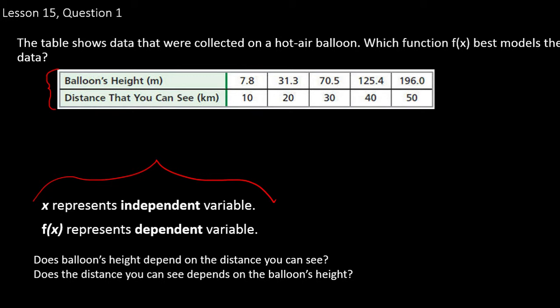Is the balloon's height the independent variable or the dependent variable? So think about it. Ask yourself, does the balloon's height depend on the distance you can see, or does the distance you can see depend on the balloon's height? Think that over, and once you figure that out, you'll be able to decide which one is the independent variable and which one is the dependent variable. Your independent variable, of course, is x, and your dependent variable will be f of x.